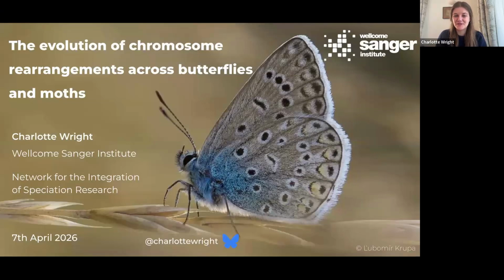I'm Charlotte Wright. I'm a postdoctoral researcher at the Wellcome Sanger Institute and at the University of Cambridge. And today I'm going to talk to you a little bit about the evolution of chromosome rearrangements across butterflies and moths, as well as how comparative genomics can help speciation research more broadly.